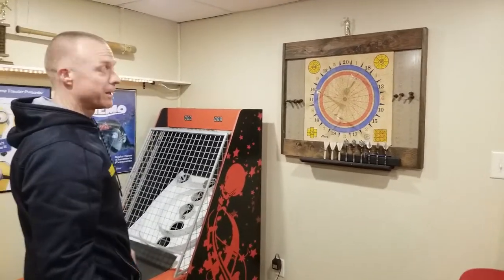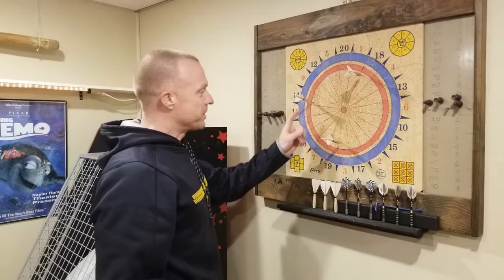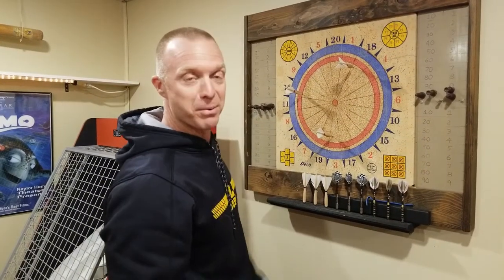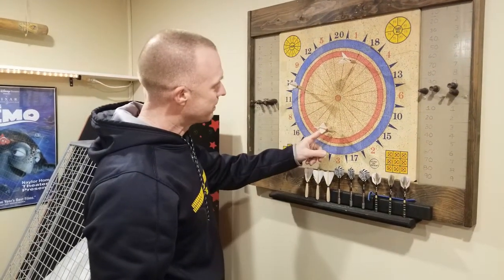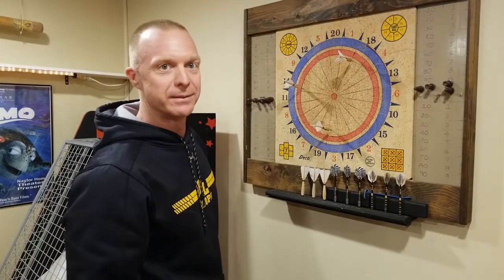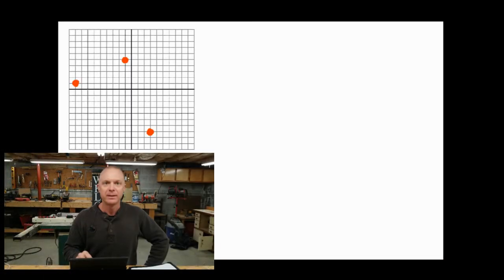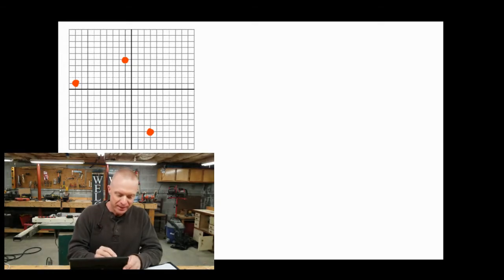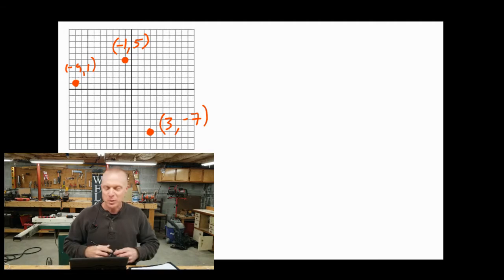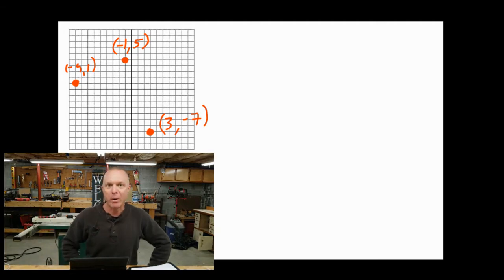All right, so how do we do here? We're going to use these as our 3 points for the parabola. Point 1, point 2, and point 3. Now, we're going to use as the 3 points that I threw on that dartboard point number one being -9, 1. Point number two being -1, 5. And point number three, we'll pretend that was at 3, -7.